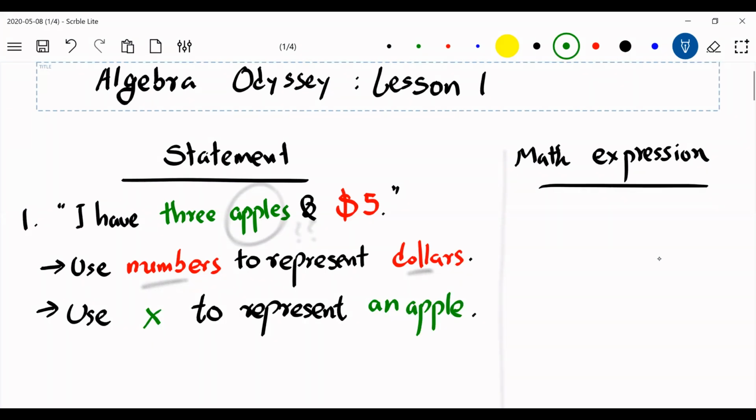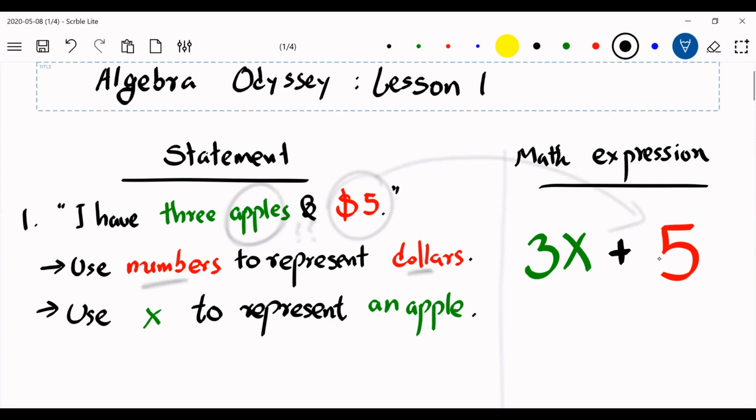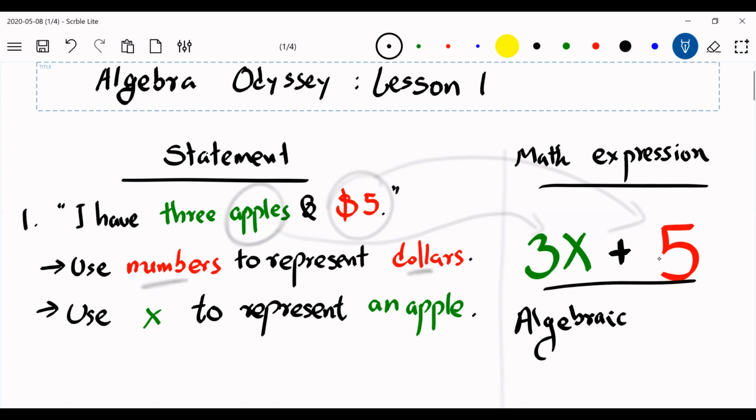So with this conversion, we can say I have 3 apples, which is 3x, as x is an apple, 3x is 3 apples. And to say and, I should put the plus sign. And for the $5, I'm going to use the number 5, because $1 is 1, and for $5 it should be 5. This expression we call an algebraic expression.